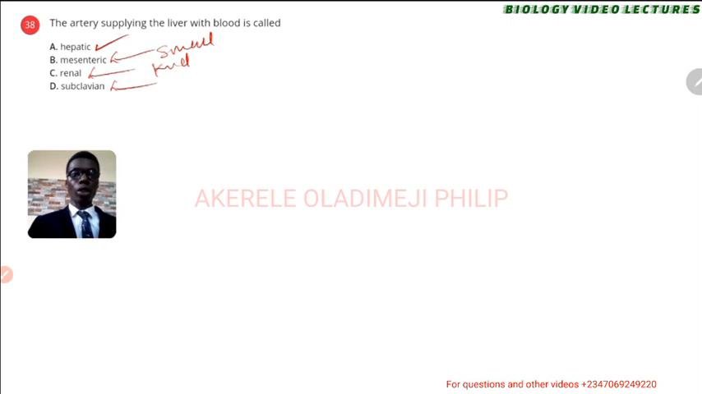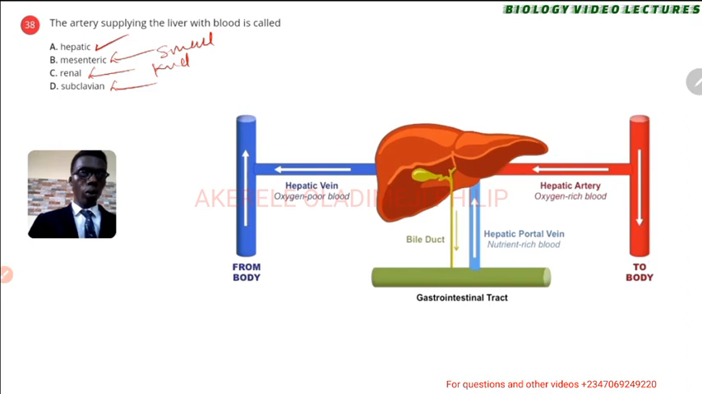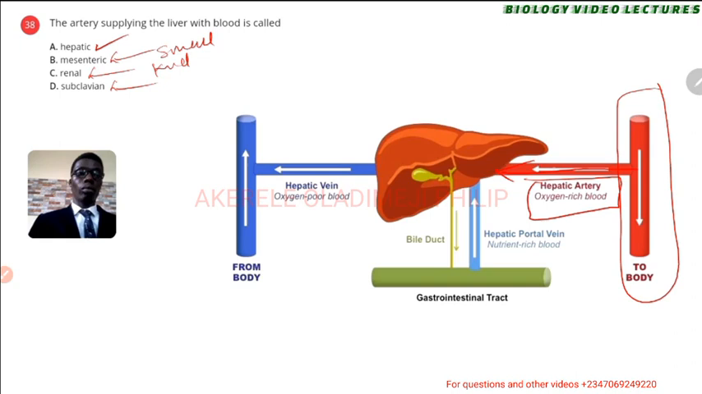So let me show you something here. Now, as it is here, this is the artery supplying the whole body. A part of it branches to supply the liver, and that's called the hepatic artery, which carries oxygen-rich blood. While it has finished doing its thing, all the deoxygenated blood from the liver is taken to the inferior vena cava.